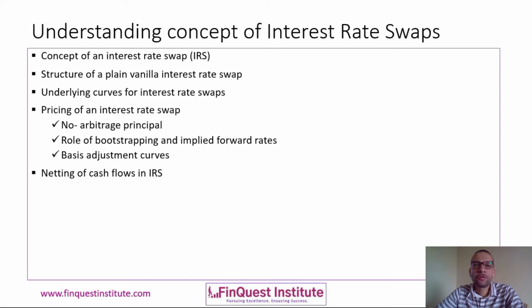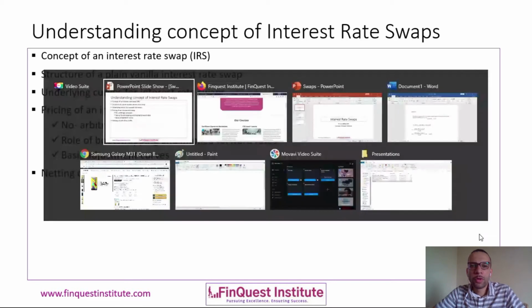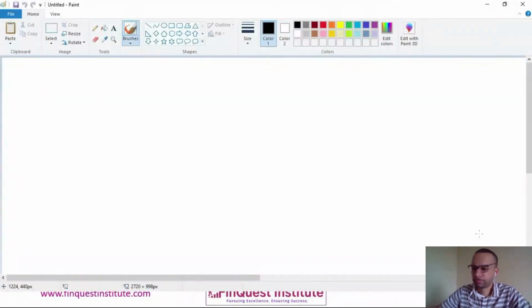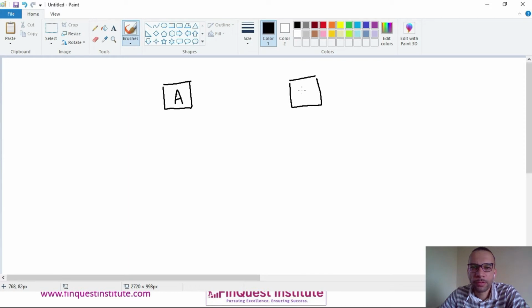Next, we go to the structure of a plain vanilla interest rate swap. Let me go to my whiteboard. Plain vanilla interest rate swap is a transaction between two counterparties. A swap is an OTC contract. So it trades over the counter, not on an exchange, and the contract can be customized as required.